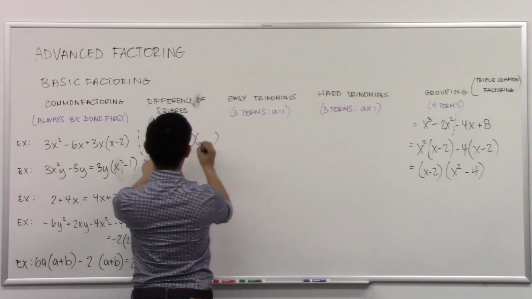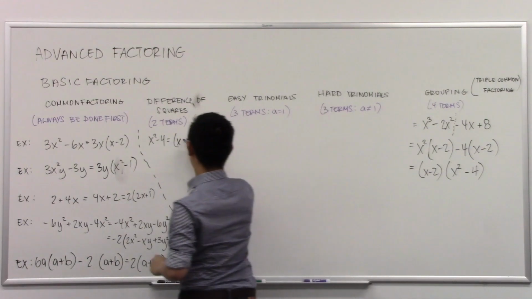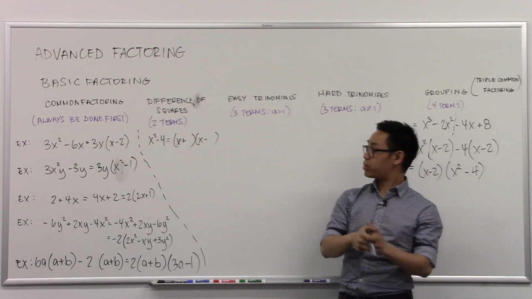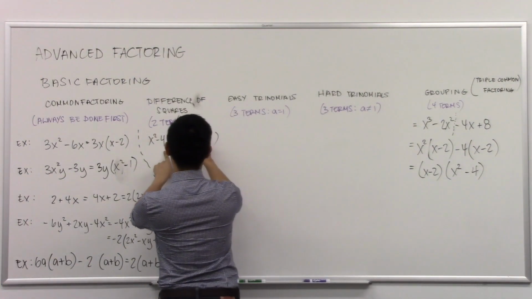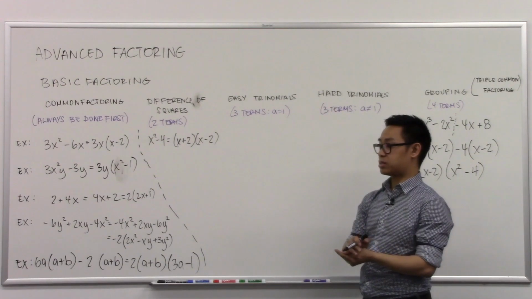What's the square root of x squared? X. You put a plus, you put a minus. And you square root the 4, so you get 2 and 2. Okay, so you get x plus 2, x minus 2.